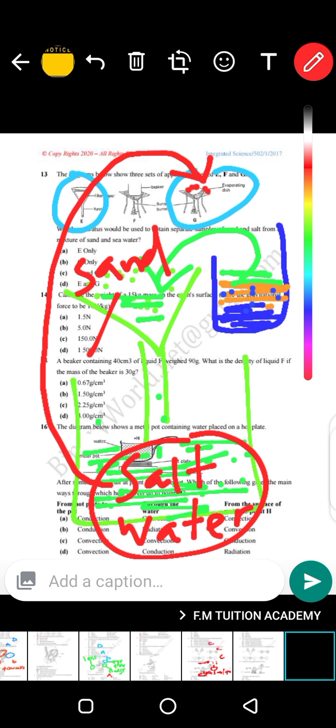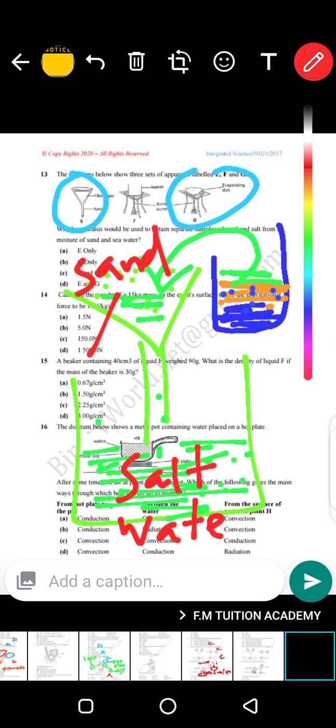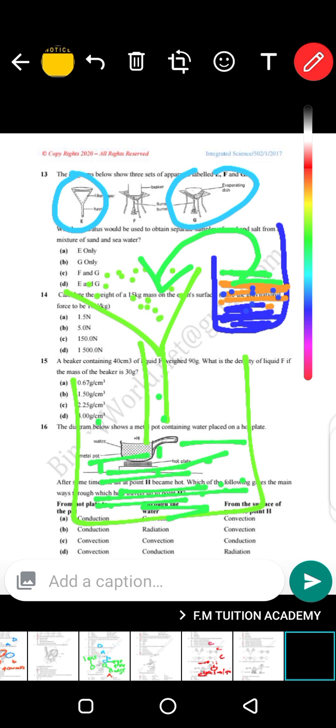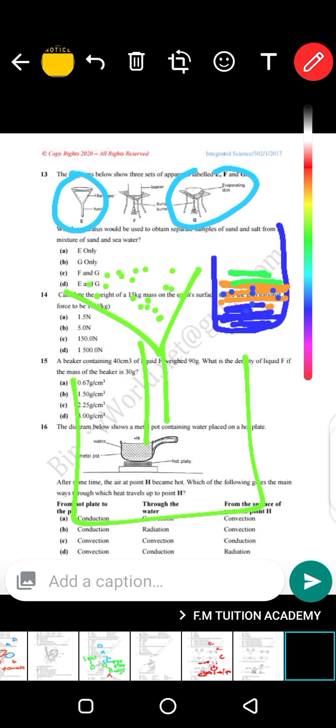You have separated. I was just trying to show you how it's done, so that you don't get confused. So that's how you do it. This was just a separation technique to explain, so don't get confused. Roughly, that's how you do it, guys. Okay, let's go to the next part.